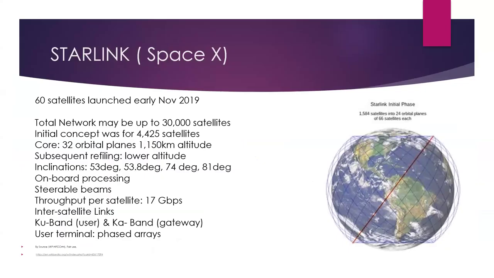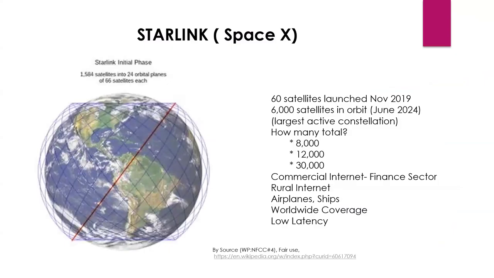Now we go to Starlink, which is what a colleague here was asking. At this point, they have approximately 6,000 satellites in orbit right now, but every week you hear that they launch some more, so the number keeps on changing. Now, where is it going to stop? You hear different stories. It could be 8,000, 12,000, 30,000, who knows? But I think the FCC allowed them to go to a very high number. So they keep on growing and growing and growing.